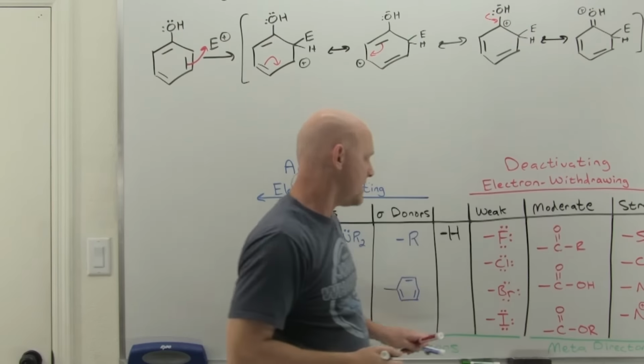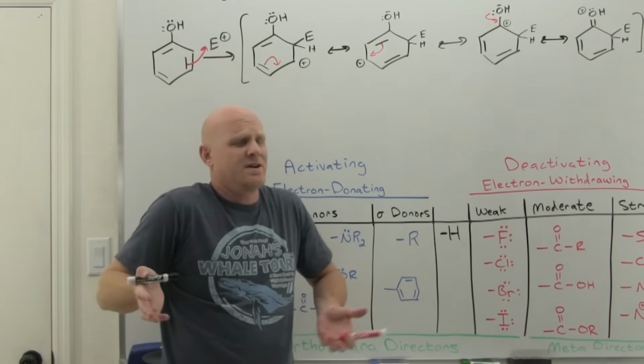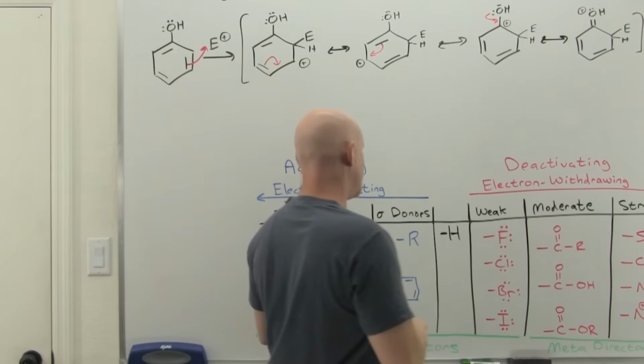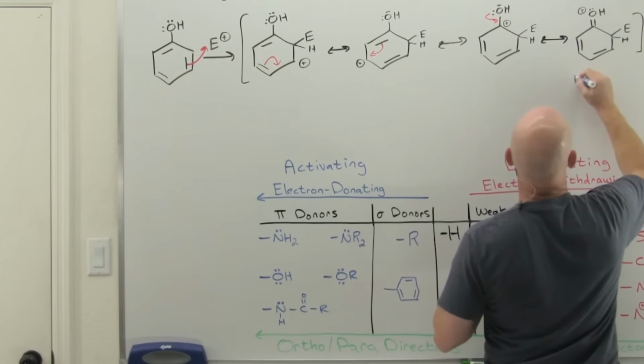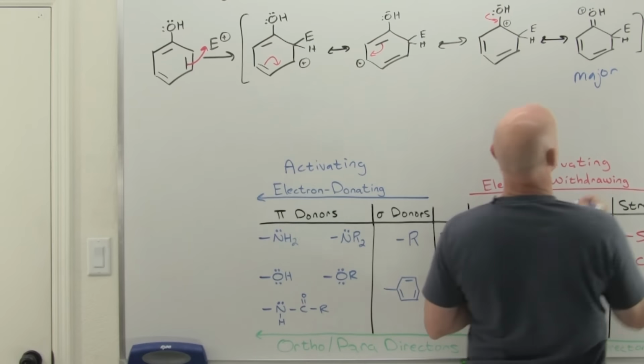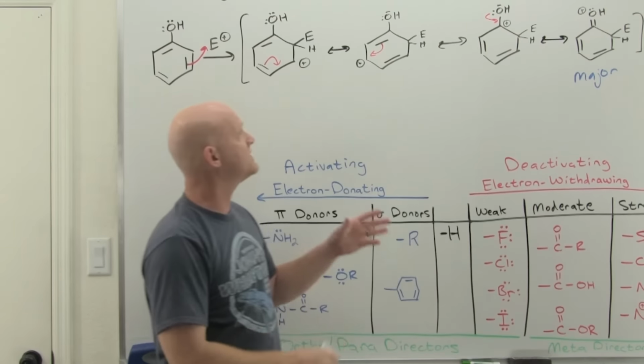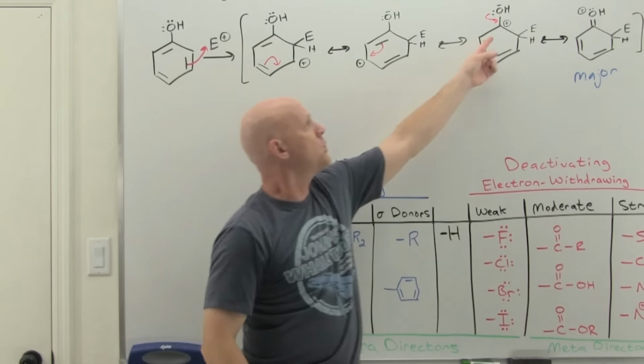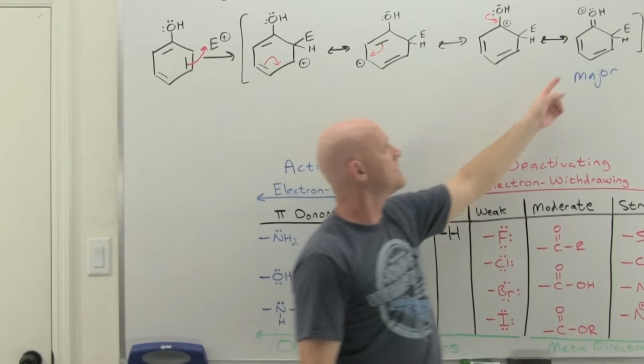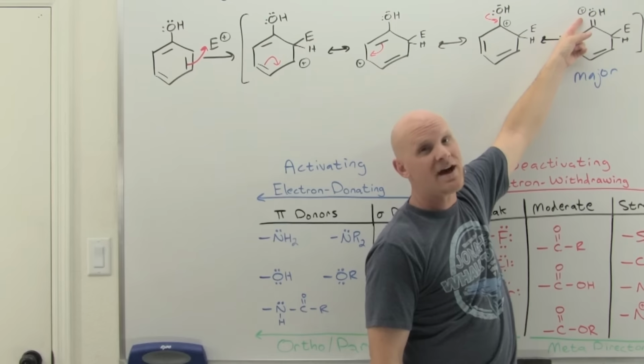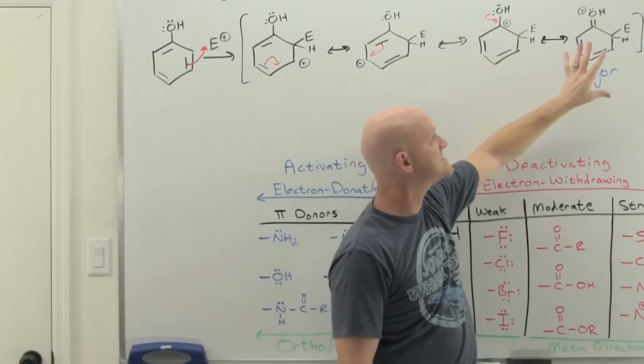Okay, and so we might be like, well, it's just one additional resonance structure. We already had 3, but now we got 4. However, big deal here is that this is the major resonance contributor. So in all these other resonance structures, you've got a carbocation, which does not have a filled octet. Here, the cation's on the oxygen, which still has a filled octet. And so this is a more stable structure.